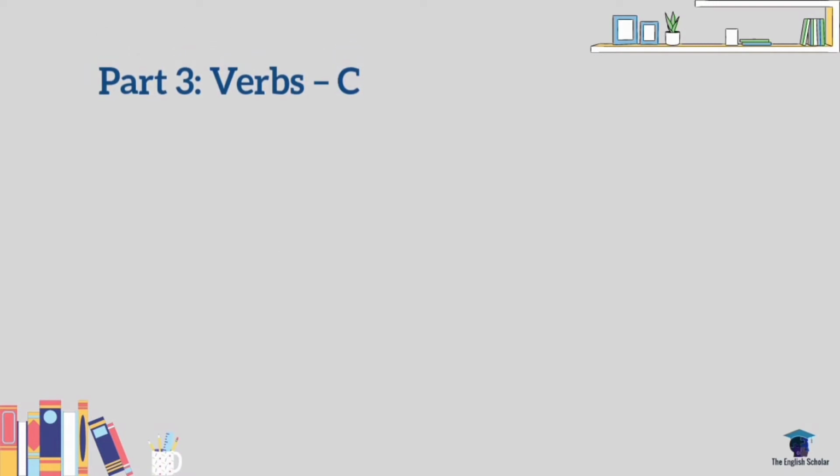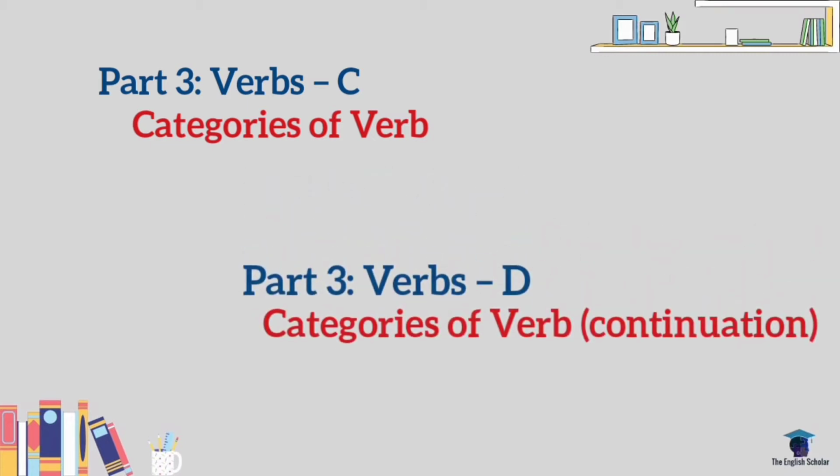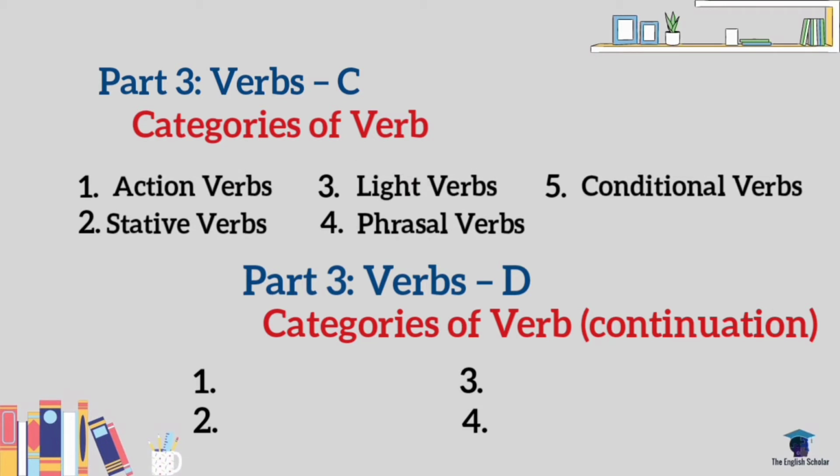In this video, we are going to finally talk about the rest of the categories of verbs. But as part of our efforts to make every video we post short, so as to not bore you, we decided to split this video into two, and one video will contain 5 categories of verbs, and the other one will contain 4. So basically, in this video, we are first going to tackle these 5: action verbs, stative verbs, light verbs, phrasal verbs, and conditional verbs.